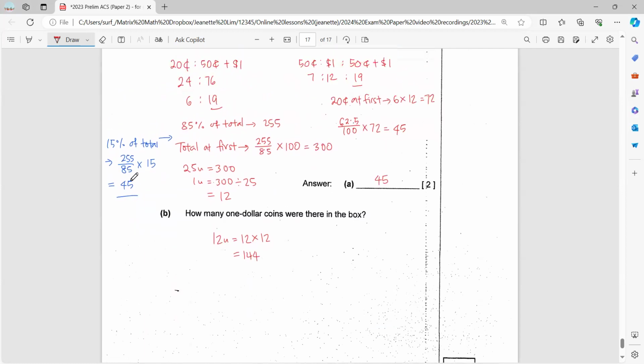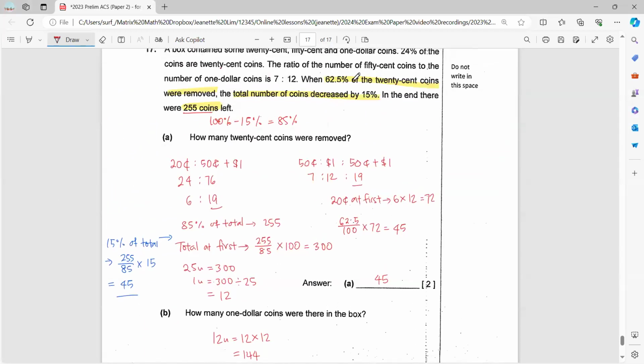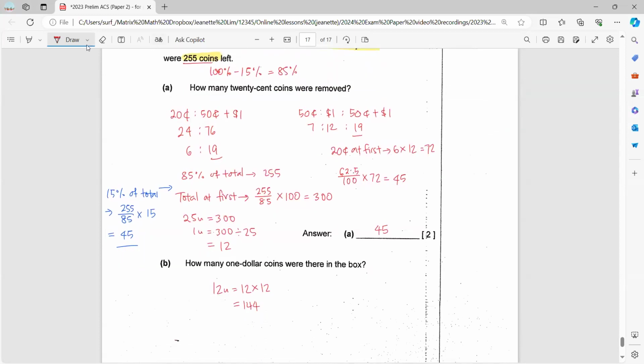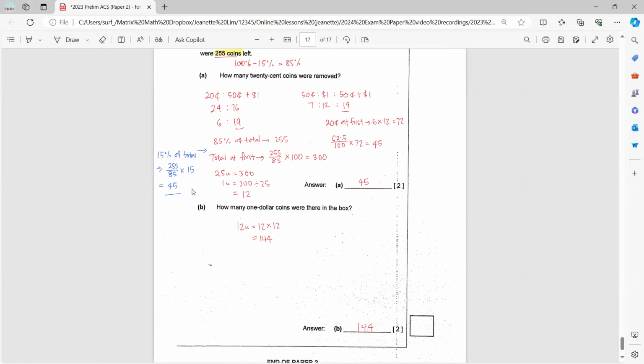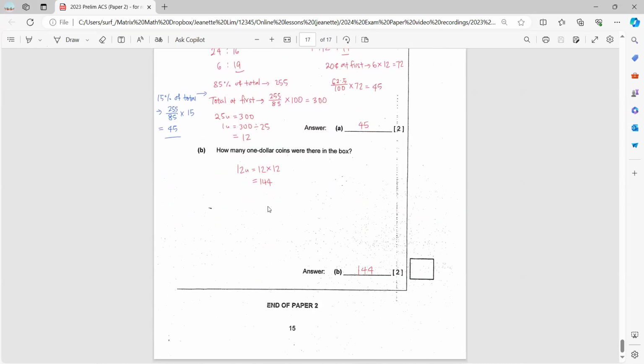So using this method in blue, 45 is 62.5% of the 20-cent coins. Then you divide by 62.5% times 100% to get all your 20-cent coins, and that will be 6 units. Then you find 1 unit and you find 12 units. That's the method in blue. Either way, you will get the answer 144 also. All right, so that is the end of this paper. This is ACS 2023 Prelim Paper 2.